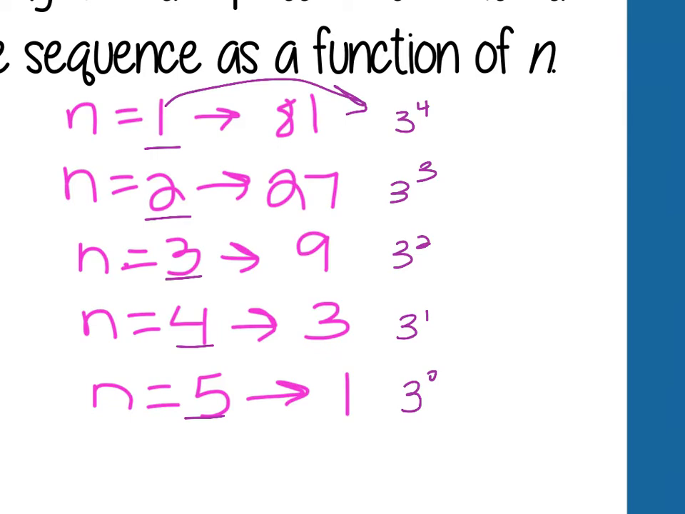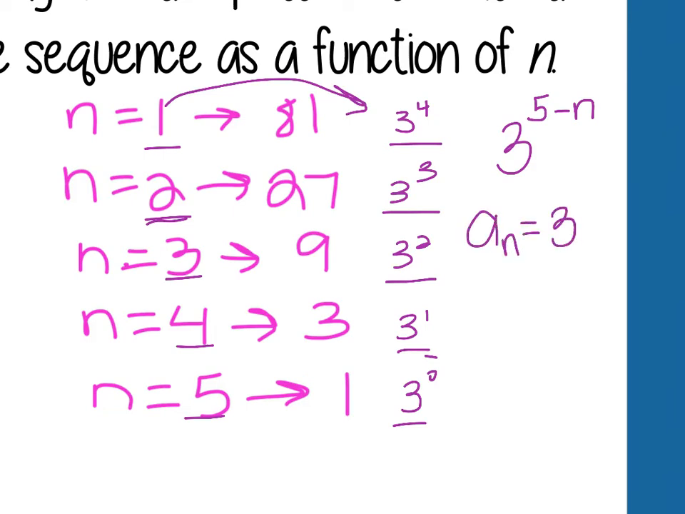So subtract from 5. So n, or sorry, 3 to the 5 minus 1. So we're saying 5 minus n. Yeah? See if that works. So 5 minus 1, that would be 3 to the 4th. That works. 5 minus 2, that'd be 3 to the 3rd. That works. 5 minus 3, that's 3 to the 2nd. That works. 5 minus 4, that works. And 5 minus 5, that works. So I can say a sub n equals 3 to the 5 minus n.